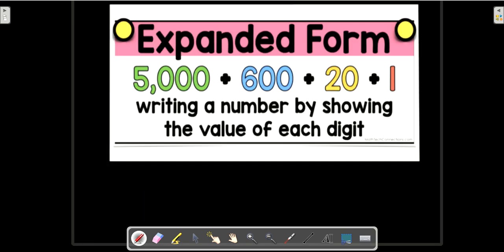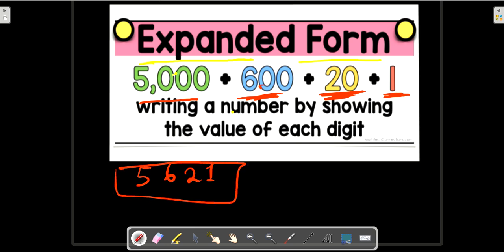Now, expanded form simply means the number has been broken down into the different place values that make up that number. Take for example this number. It's in its expanded form, and we've got 5,000 added to 600 added to 20 and 1. And this is going to equal 5,621 in its standard form.